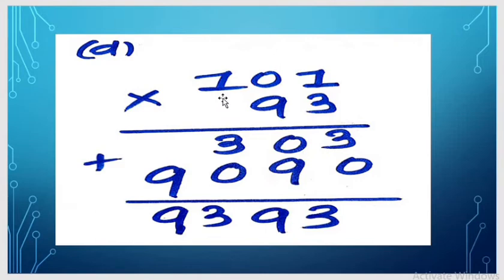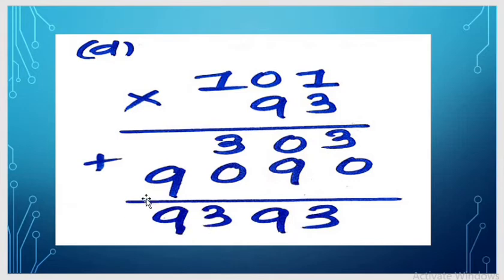So now we do the multiplication. 3 ones are 3, 3 zeros are 0, 3 ones are 3. Got my points? Now we do the second step. Compulsory 0. Then 9 ones are 9, 9 zeros are 0, 9 ones are 9. So 3 plus 0 is equal to 3, 0 plus 9 is equal to 9, 3 plus 0 is equal to 3, and 9 as it is. So what answer did we get?